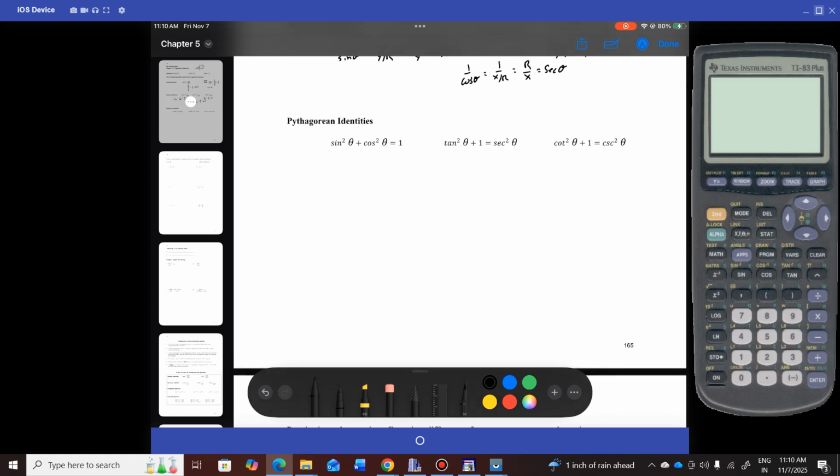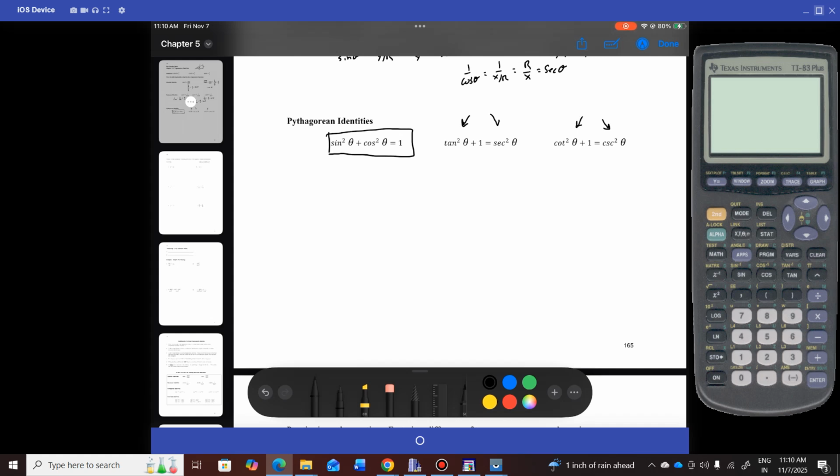Now we're going to prove these Pythagorean identities. Sine squared plus cosine squared equals 1. I'll tell you this is one of the most important ones. Tangent squared theta plus 1 equals secant squared theta. Notice tangent and secant, it's common that they go together. And then cotangent squared plus 1 equals cosecant squared. These are common that they go together.